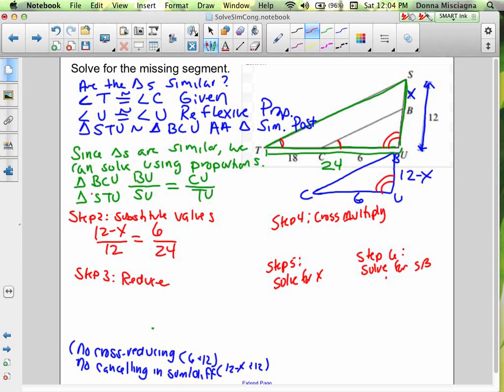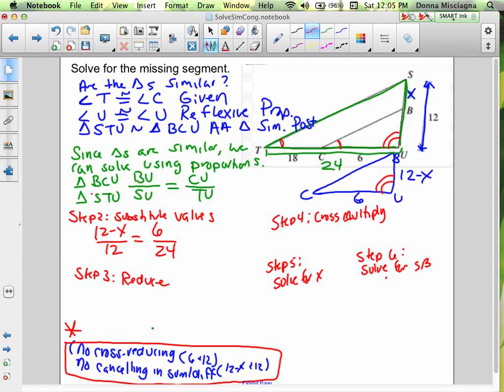Right? 12 is not a factor. 12 minus X is the factor. A factor is anything that's added or subtracted together. It's the whole thing. All right? So I actually even have it down here. Also no cross-reducing. So, very important there. Let's put a star around it. Let's underline it. It's at the bottom of the screen. I'm sorry for that. I made sure that I didn't erase it.